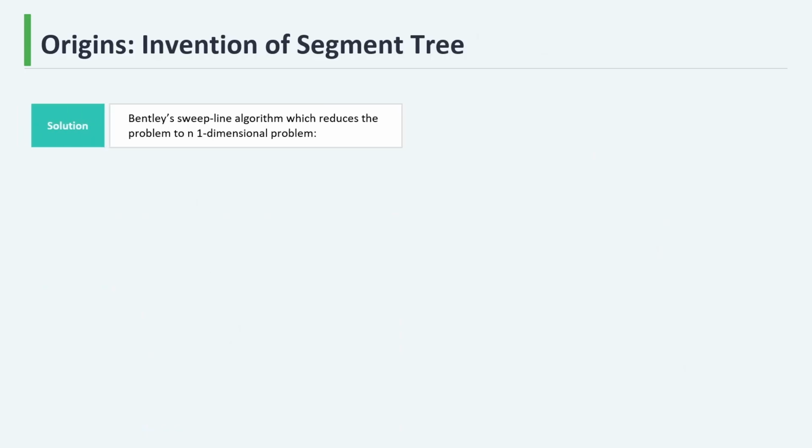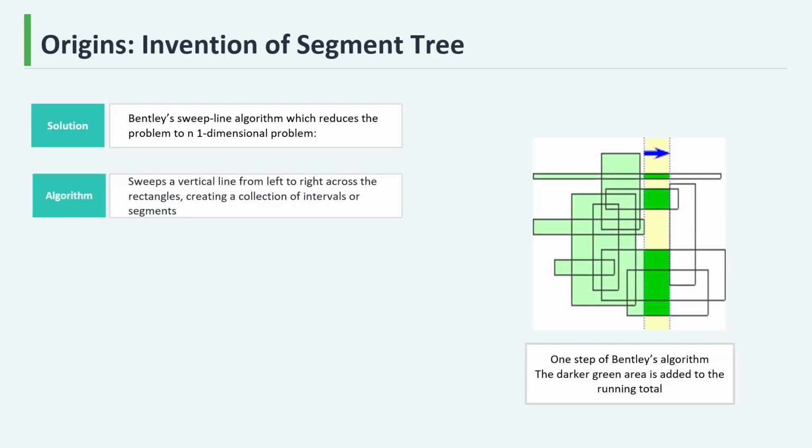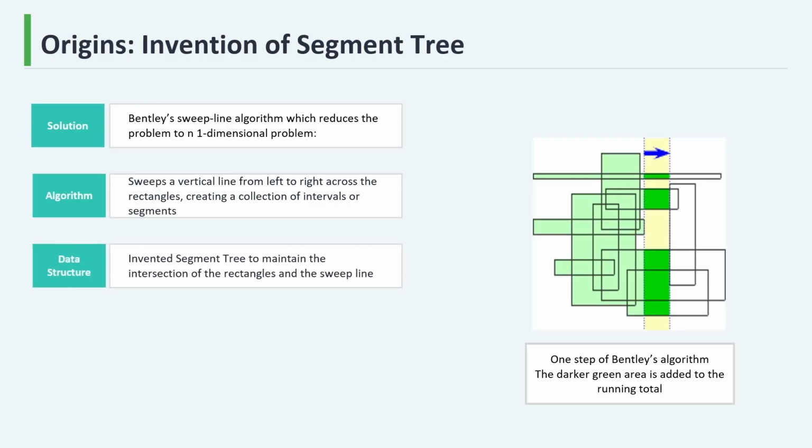He developed a sweep-line algorithm that reduces the problem to n one-dimensional problems by sweeping a vertical line from left to right across the rectangles, creating a collection of intervals or segments. Bentley invented the segment tree data structure specifically to maintain the intersection of those rectangles and the sweep line.